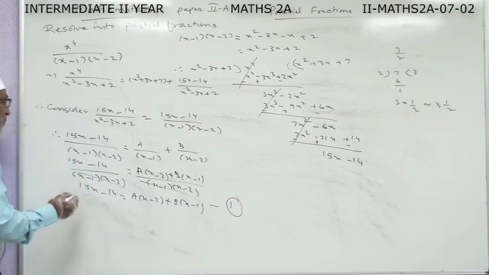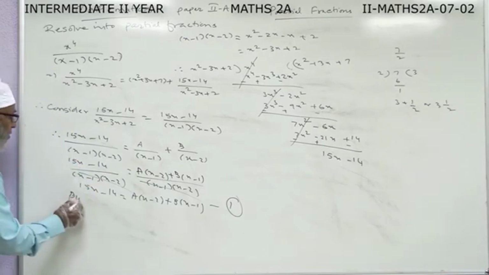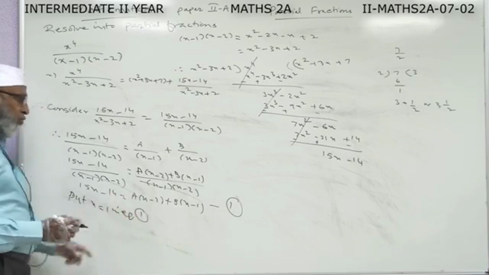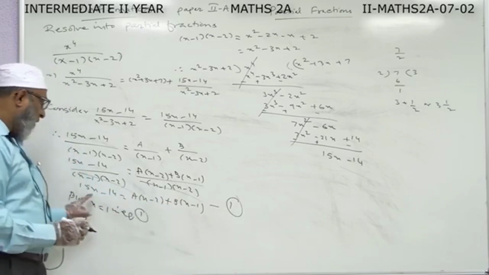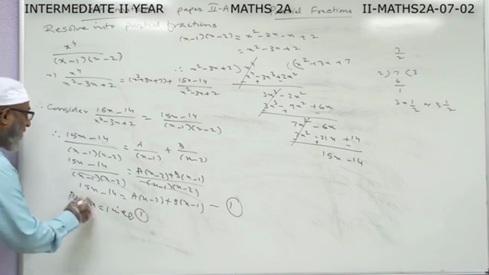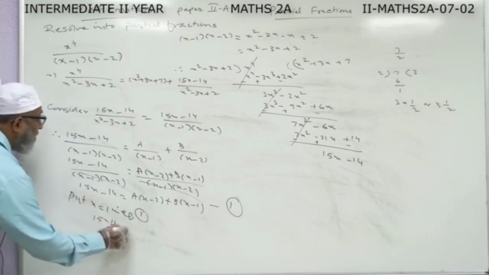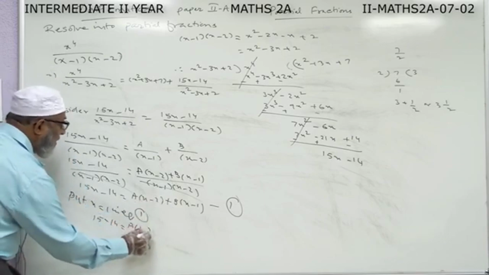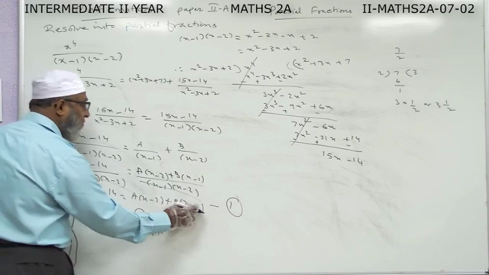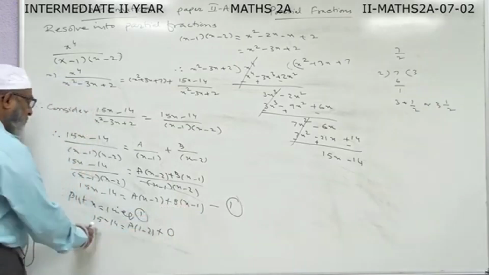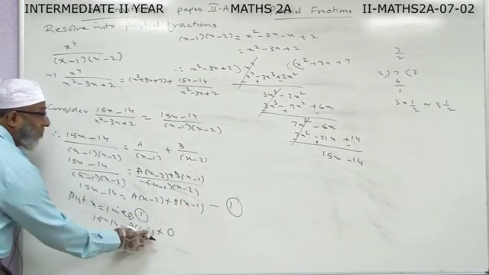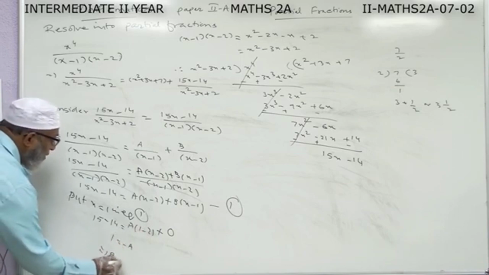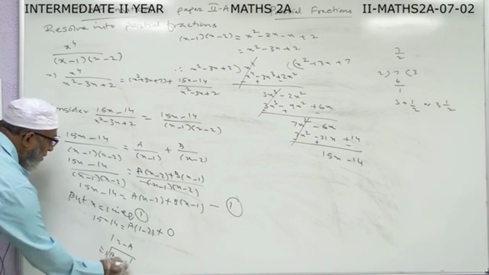So for that, what am I doing? Put x equal to 1 in equation 1. If I substitute x equal to 1 here, what happens? 15 times 1 is 15. 15 minus 14 is equal to 1. On the right, a into (1 minus 2) plus b into (1 minus 1), and 1 minus 1 is equal to 0. So 15 minus 14 is equal to 1, and 1 minus 2 is equal to minus 1, giving minus a. So it means that I am getting the value of a is equal to minus 1.